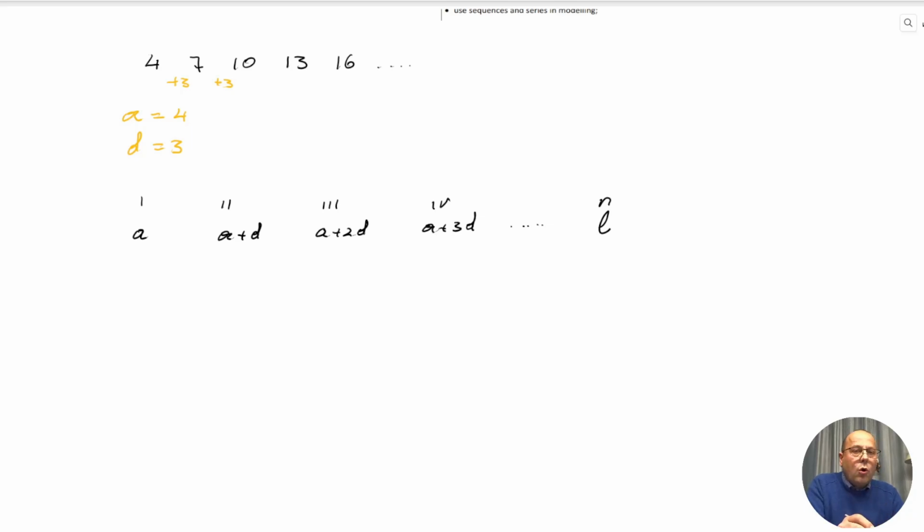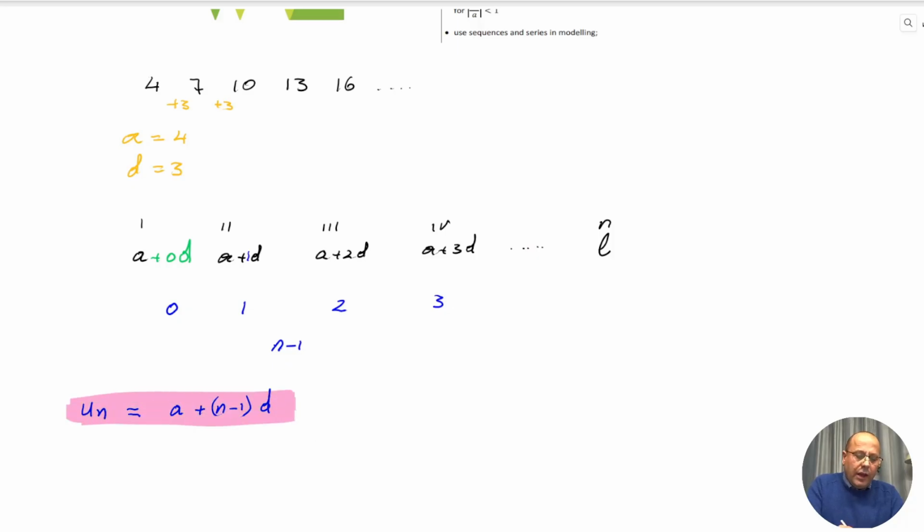Let's consider the coefficients in front of the common difference. For the first term, it's plus 0d. The coefficients are 0, 1, 2, 3, and the formula connecting them is n minus 1. So the nth term, denoted un, which is our last term, is equal to the first term plus n minus 1 d. So now this is the formula for the nth term, or the last term, of an arithmetic series.